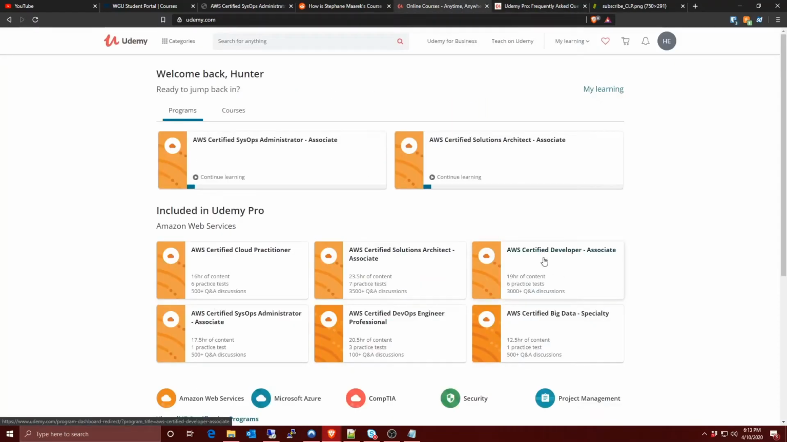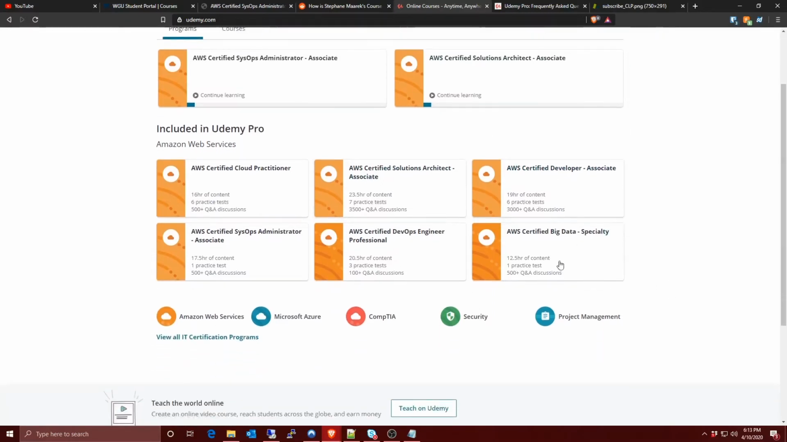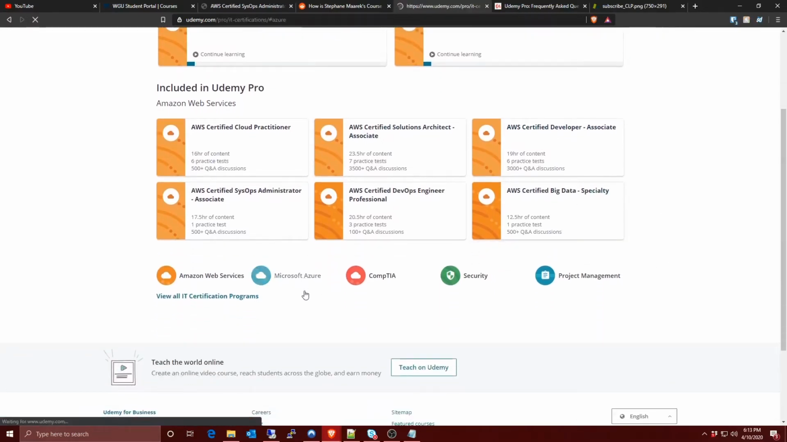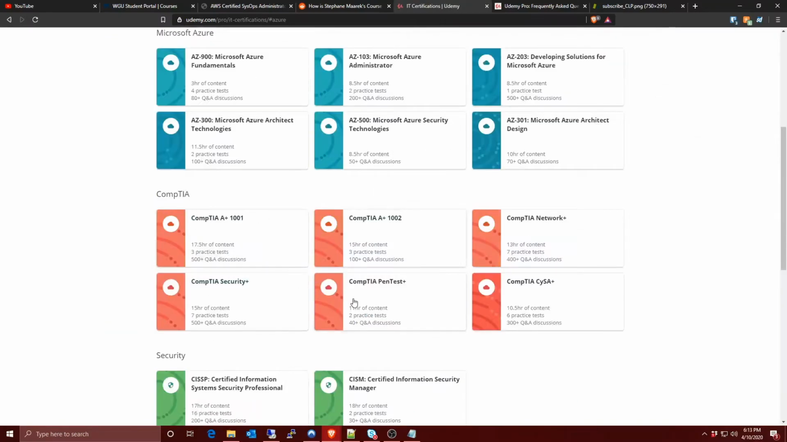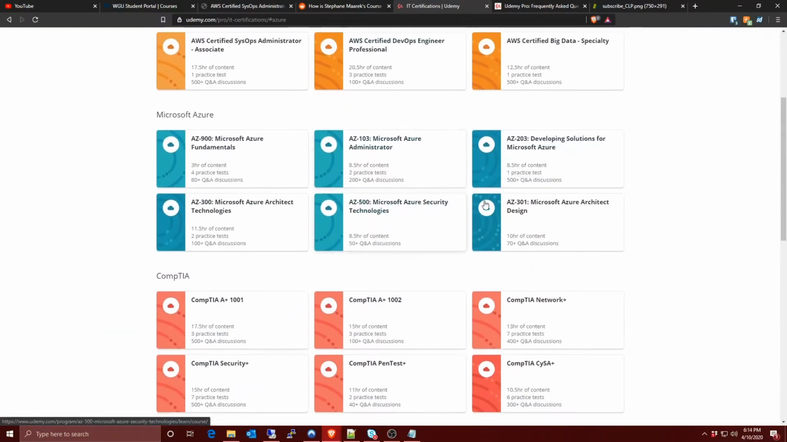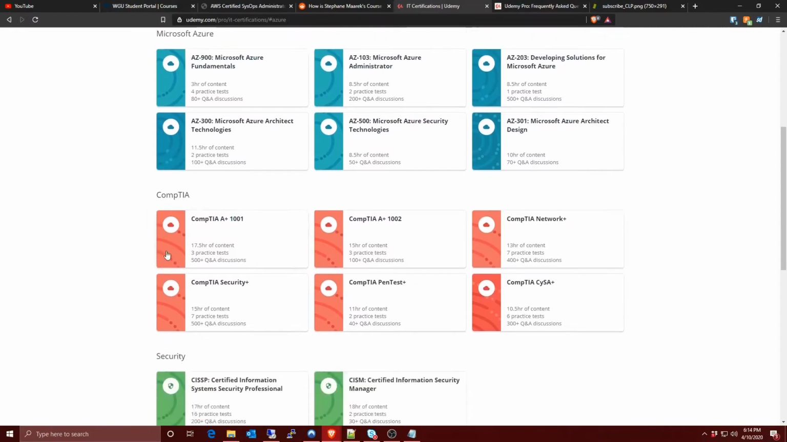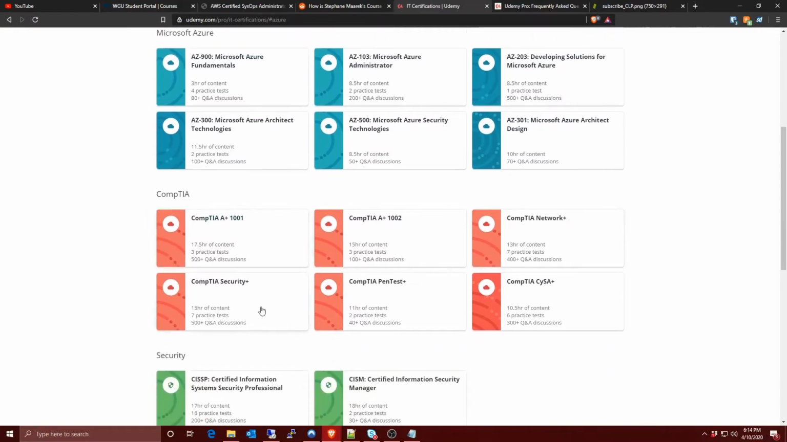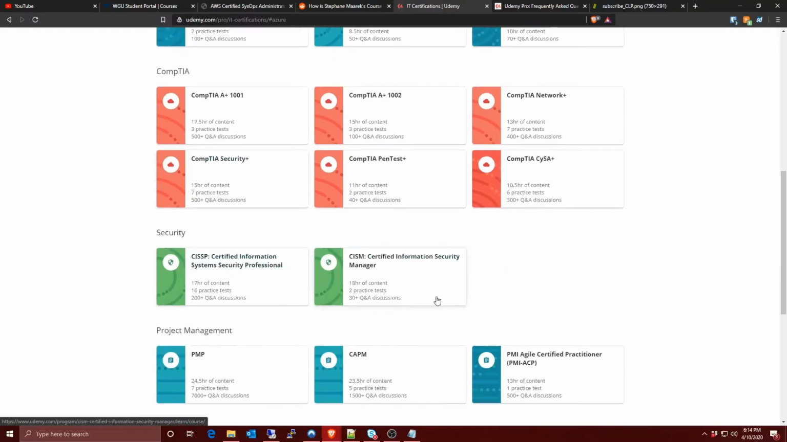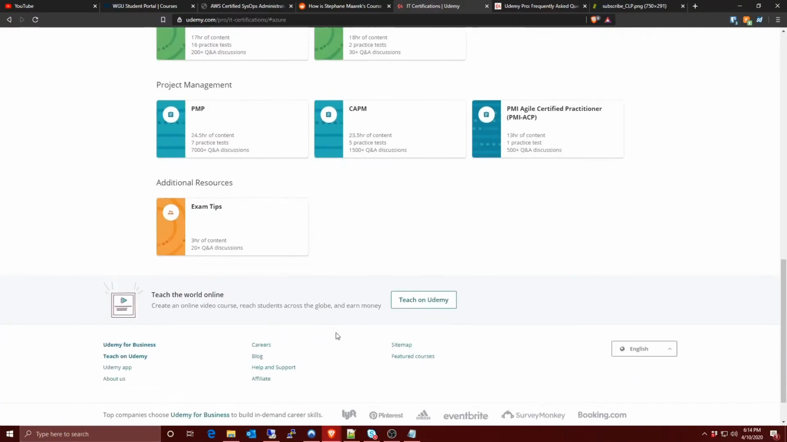In front of you, you're probably seeing the Udemy screen. You can see they have Certified Cloud Practitioner, all of these AWS certifications. They have Microsoft Azure right here, so you can get certified in Azure. CompTIA A+, Network+, Security+, Pentest+, CySA+, CISSP. They have tons of information.